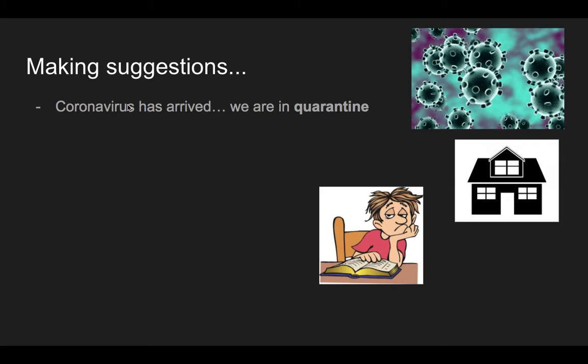So, coronavirus has arrived and we are in quarantine or lockdown. Okay? So, we can't leave the house and we must stay inside. We can't leave the house for any normal activities. So, we can't go to the shopping centre, we can't go to the cinema, we can't go to a bar, we can't meet our friends. All of these activities are prohibited. We can only leave the house for essentials, essential activities such as buying food, taking the dog for a walk, these sort of activities.